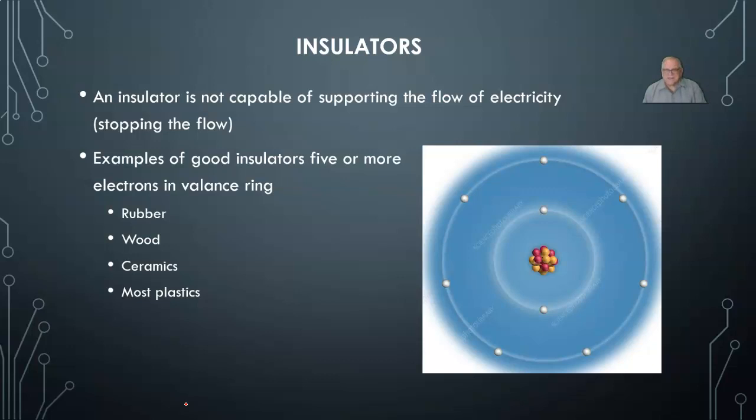An insulator, again, is going to be determined by that outer valence ring. If there are 5 or more electrons in that outer valence ring, then it's going to stop the flow of electrons. So that's going to be things like rubber, wood, ceramics, most plastics. This, I'm sure, is not anything new to you. It's just an explanation as to why something's a good conductor or a good insulator.